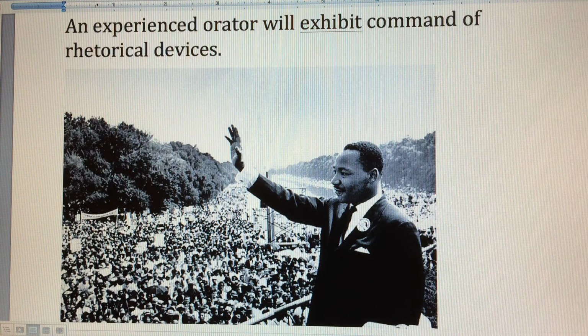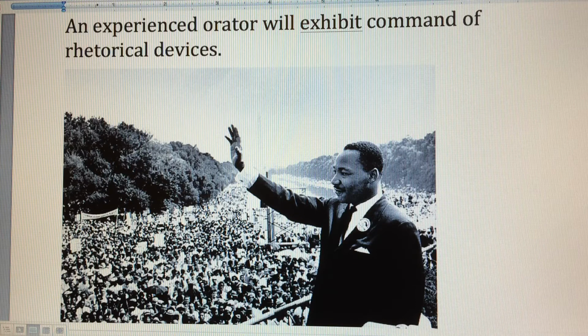Your sentence that we gave you is: An experienced orator will exhibit command of rhetorical devices. An orator is someone who gives speeches. So what is the thing that is being shown for people to enjoy or to give them information? Here, in the sentence, what is being shown is Martin Luther King's, the experienced orator, his command of rhetorical devices.